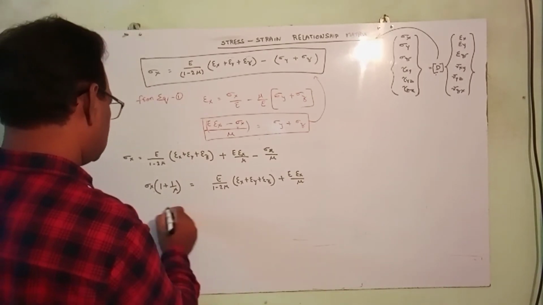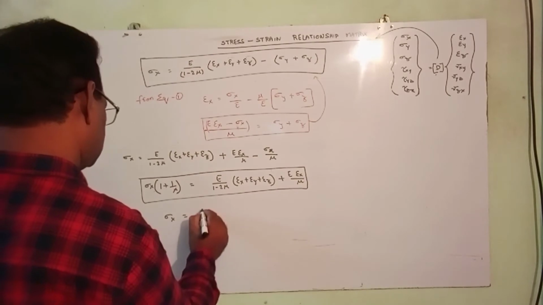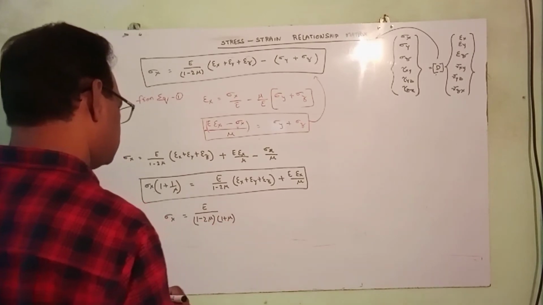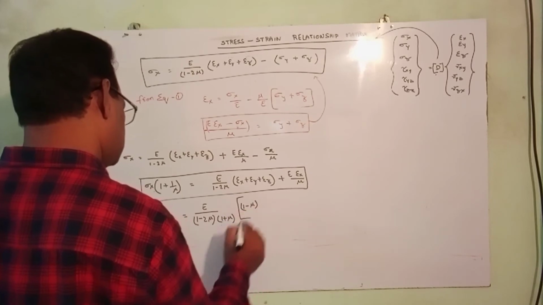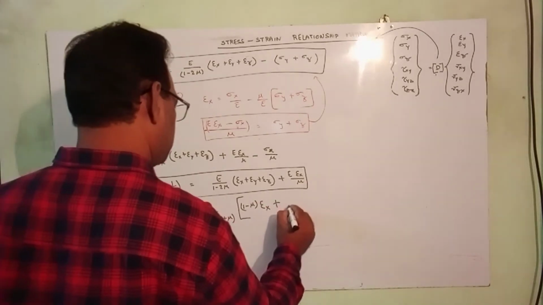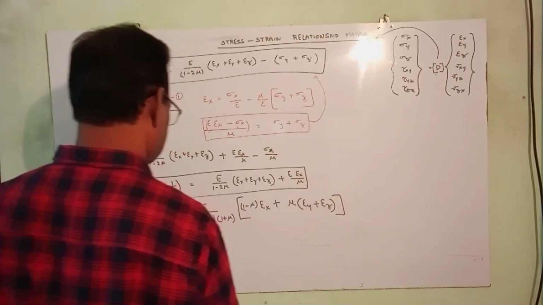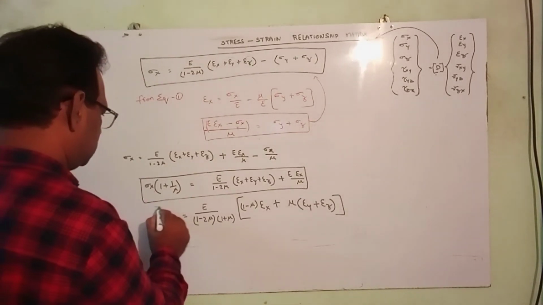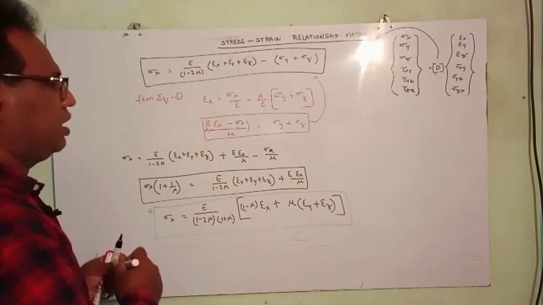Now simplification, then sigma x equals E by (1 minus 2 mu)(1 plus mu) into (1 minus mu) into epsilon x plus mu into (epsilon y plus epsilon z). This is equation 9.